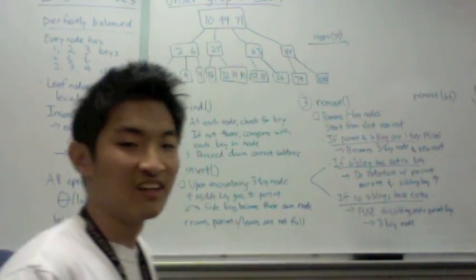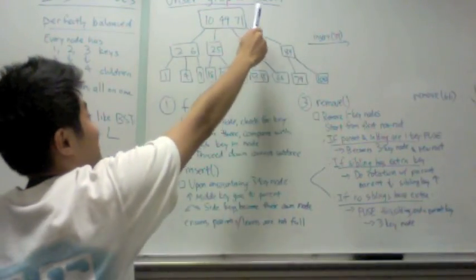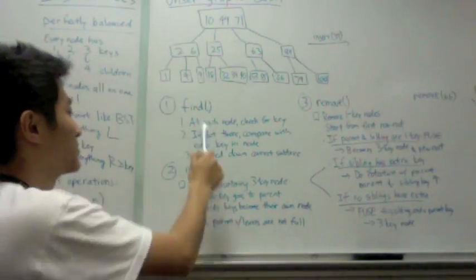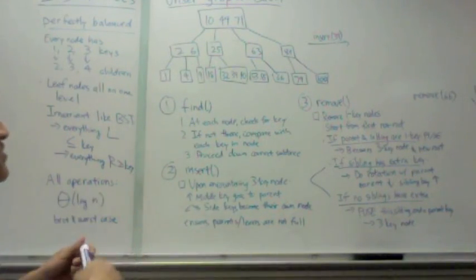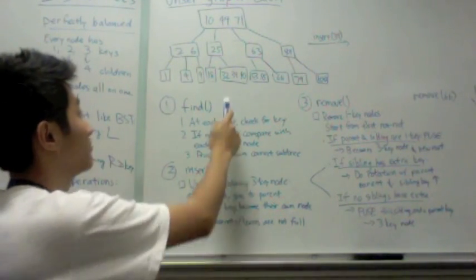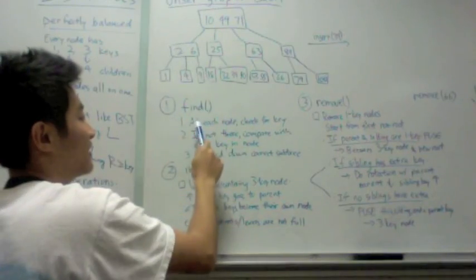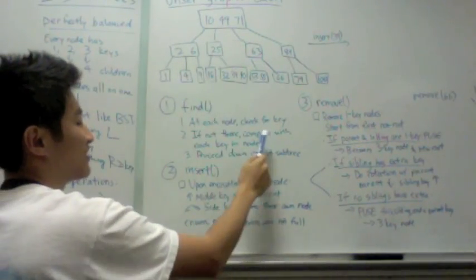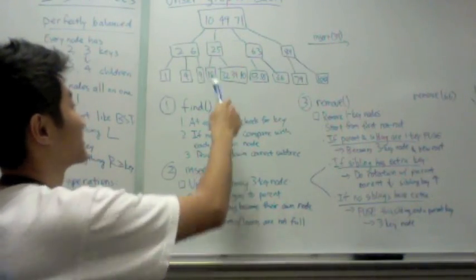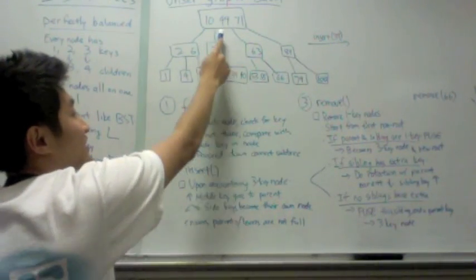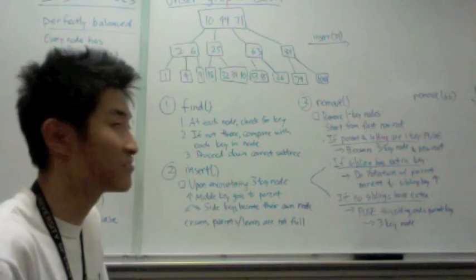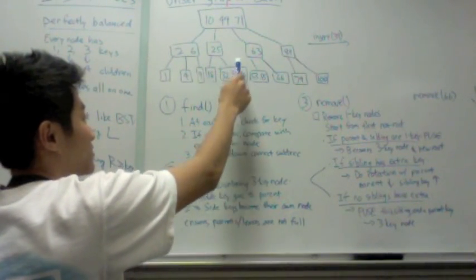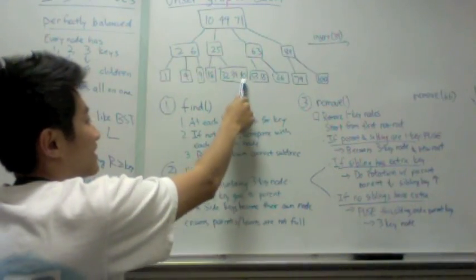Let's get started. Here's our big tree. Say I wanted to find 40. Well, let's compare at each node, checking for the key. The key is not here. If the key is not there, compare with each key in the node. So you'll see that 40 is between 10 and 49. So you go to the child that's between 10 and 49, to 25. It's not. It's greater than 25, so you move to the right subtree, and there it is.